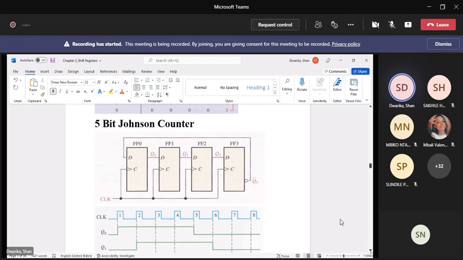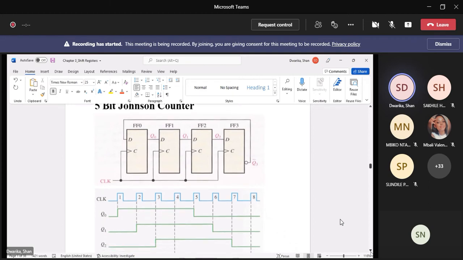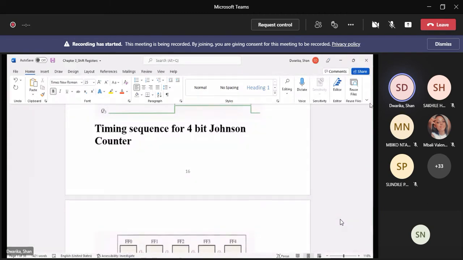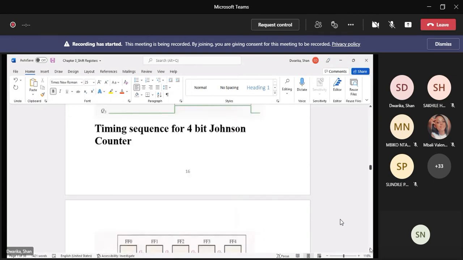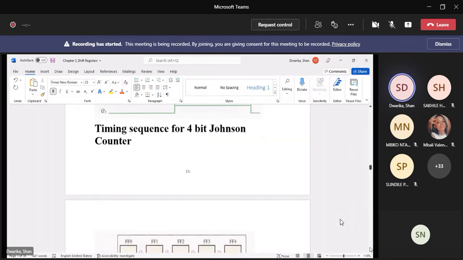But what we see here is, sorry, the schematic diagram is explaining a 4-bit Johnson counter, and you basically have 4 D-type flip-flops, and the not Q3 output is applied to the D input to produce such an effect. Okay, and those are the waveform diagrams here. So that's the timing sequence for the 4-bit Johnson counter, and this one is a 5-bit Johnson counter.